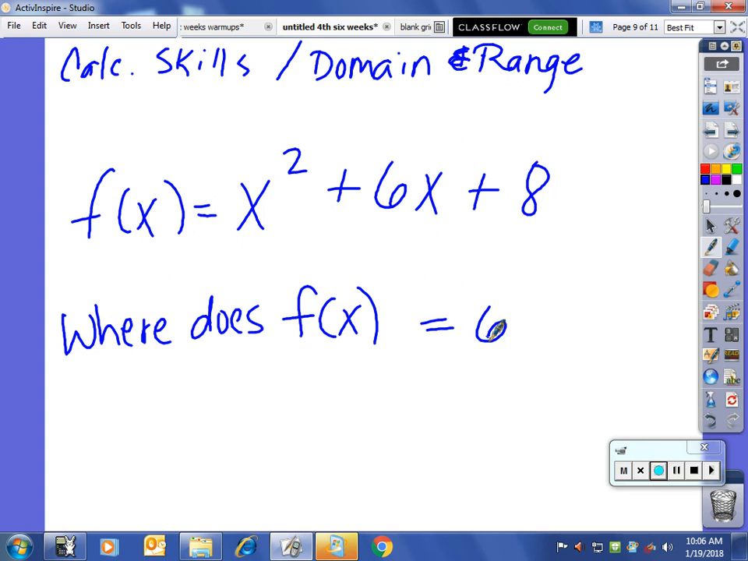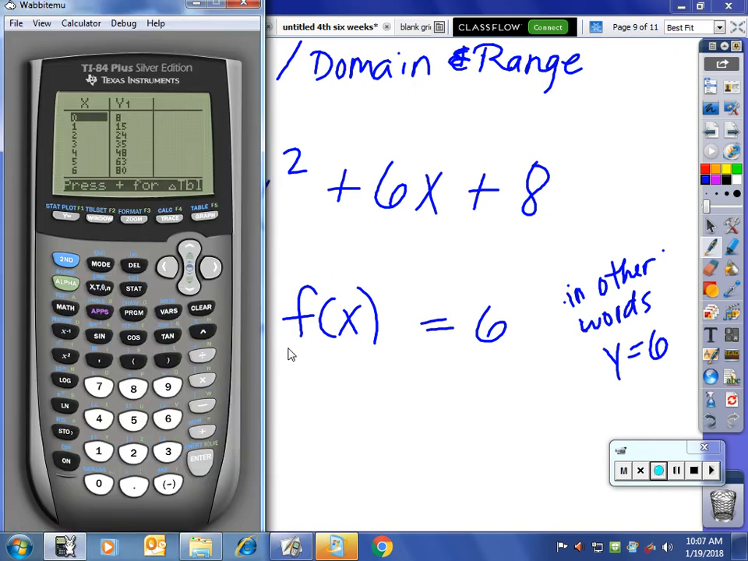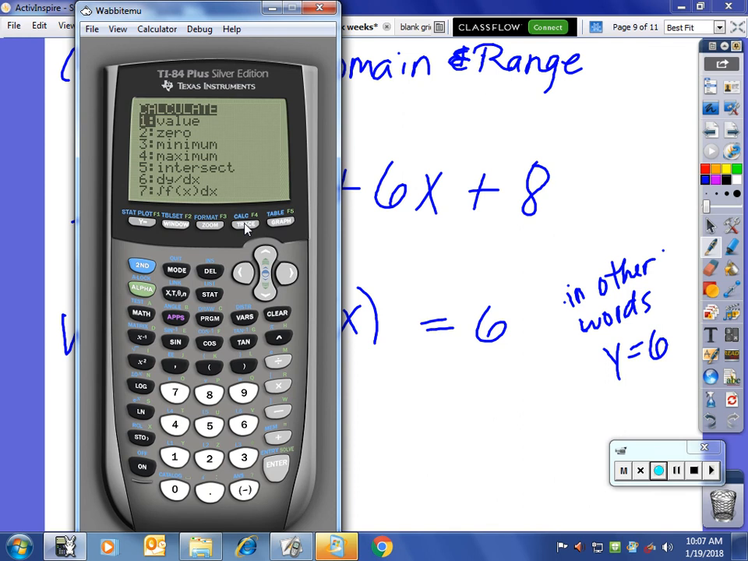What am I giving you? I'm giving you a y value. Because what does f of x mean? In other words, y equals 6. Where do you go when you know what the y is? You go to y equals. You cannot control the y values in the table set. You cannot control the y value when you have that option to calculate. So I cannot do this the way I just did the problems that we were working on.